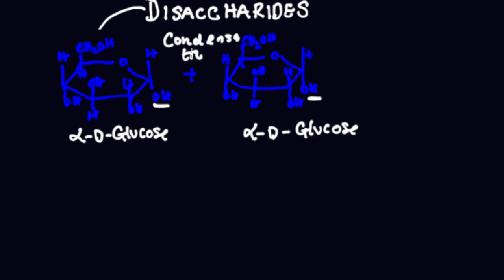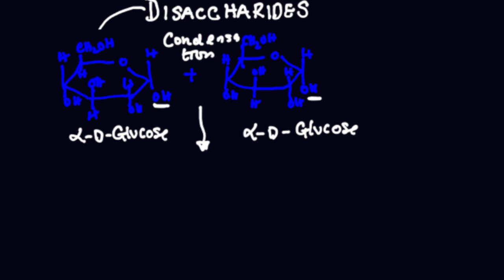Right? So that shows that disaccharides undergo condensation reactions. Whenever two monosaccharides undergo a condensation reaction, they are going to form a disaccharide. So this reaction is going to lead to the formation of a disaccharide that we call maltose. We call it maltose because maltose is formed by the reaction between two glucose molecules.